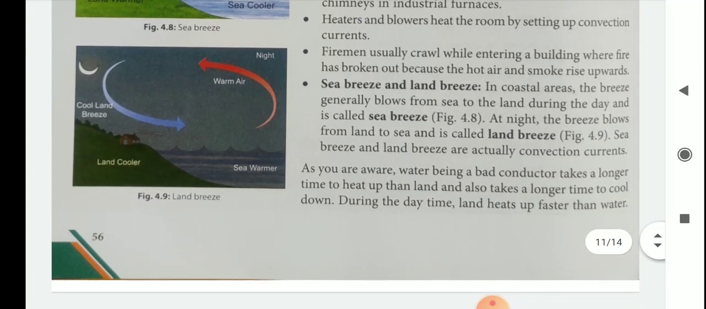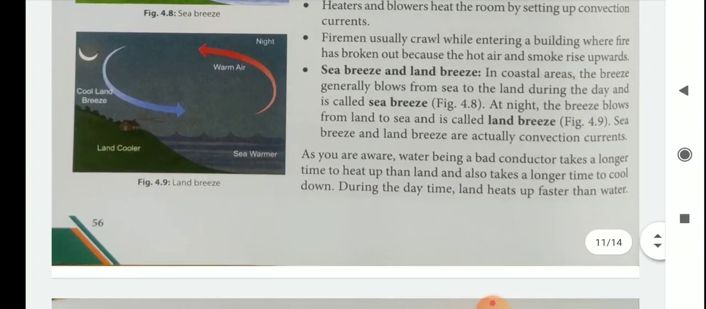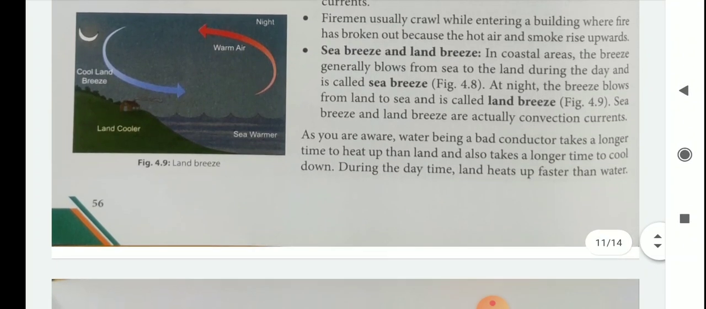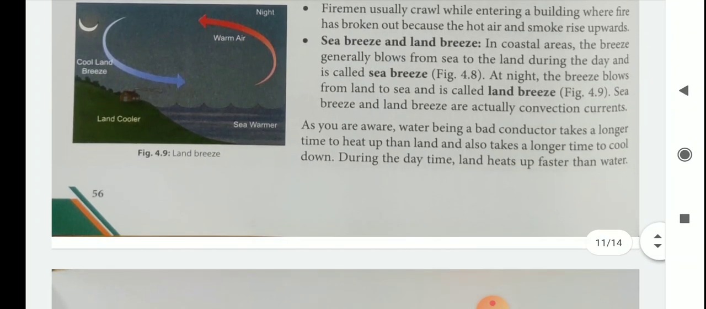As we are aware, water being a bad conductor takes a longer time to heat up than land and also takes a longer time to cool down. During the daytime, the land heats up faster than water.